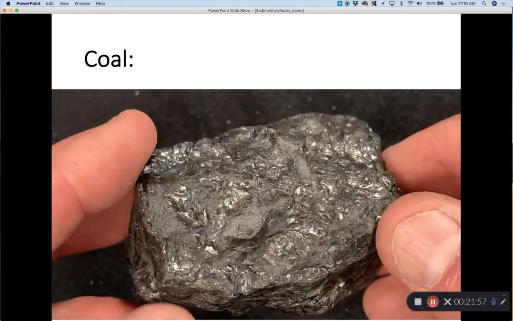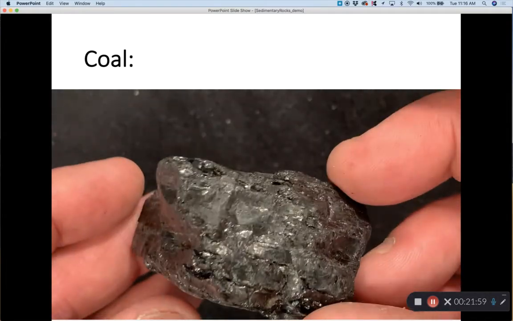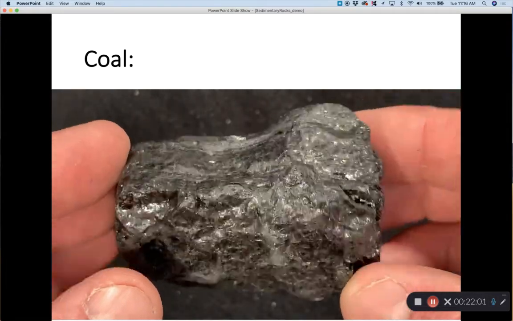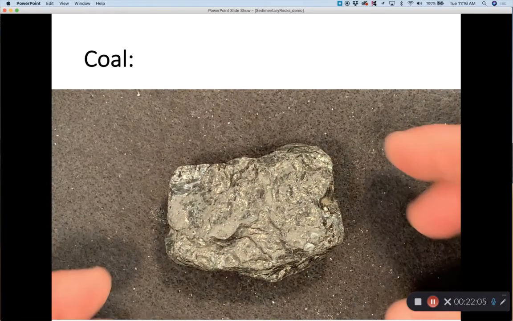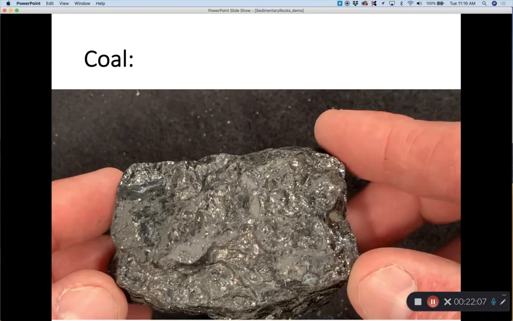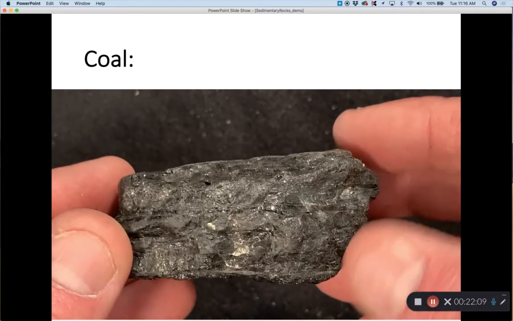But it's easy to recognize coal. It often has a kind of a layered appearance. You can see that in this specimen here. It tends to get your hands black and dusty, and it doesn't feel heavy like rock. It's very, very lightweight.